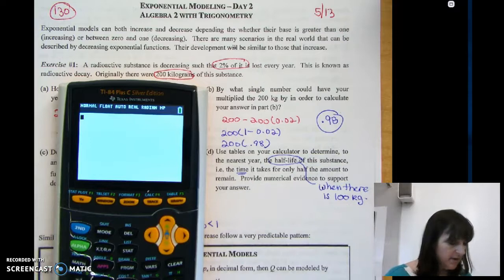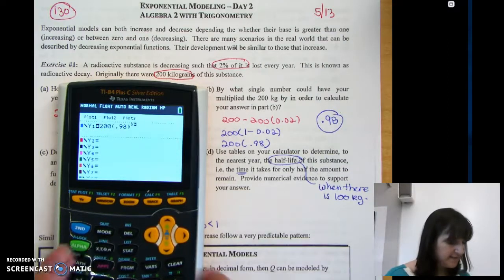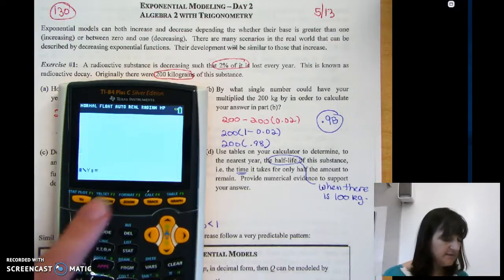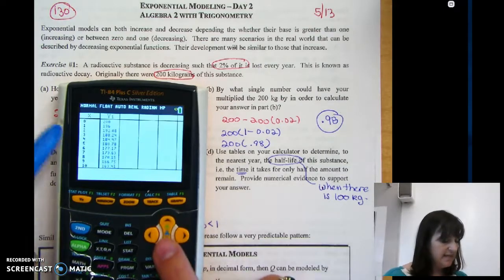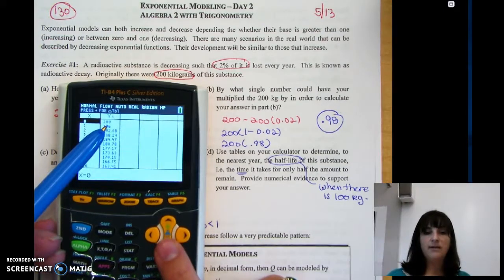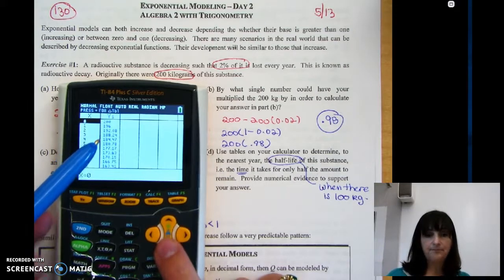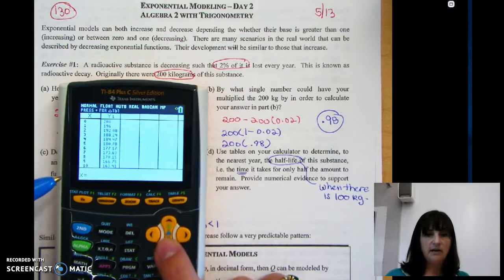So if we take our 200, let's actually go to our y equals and enter this in, 200 times 0.98 to the x, and then we can go to our table. Now we started with 200. So I should see in my table a starting amount of 200, and then there's that 196 that we got after 1 year. And we want to keep scrolling down in our table until we have 100 kilograms remaining. It's going to take a while. Each year, remember, is 98% of the previous year.